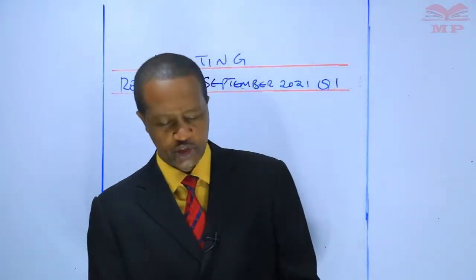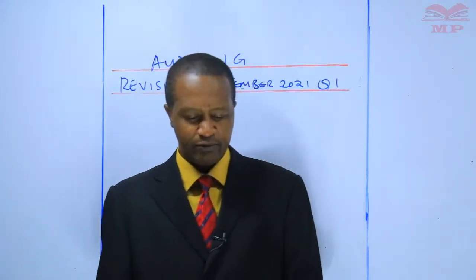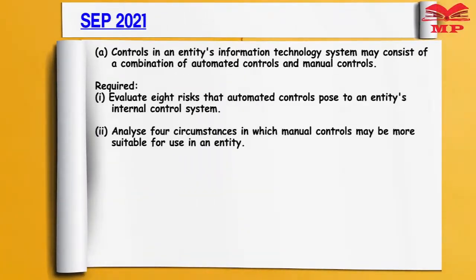Welcome to the session. Question 1 has 3 parts, A, B, and C. I'm first going to answer part A, which reads, controls in an entity's information technology system may consist of a combination of automated controls and manual controls. Required, Roman 1, evaluate 8 risks that automated controls pose to an entity's internal control system. 8 marks. Roman 2, analyze 4 circumstances in which manual controls may be more suitable for use in an entity. 4 marks.